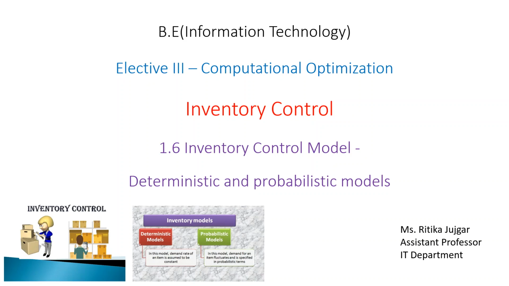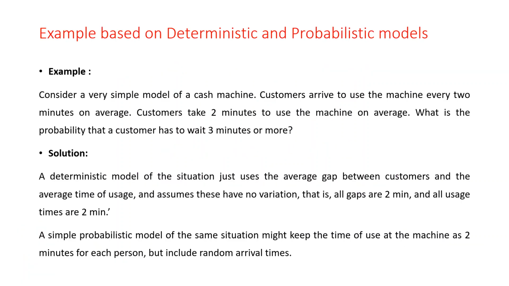So in my previous video we discussed the inventory control models, that is, the deterministic model and the probabilistic model. In this video we discuss one example based on the deterministic and probabilistic models, and the difference between the deterministic and probabilistic model. So first, there is one example.